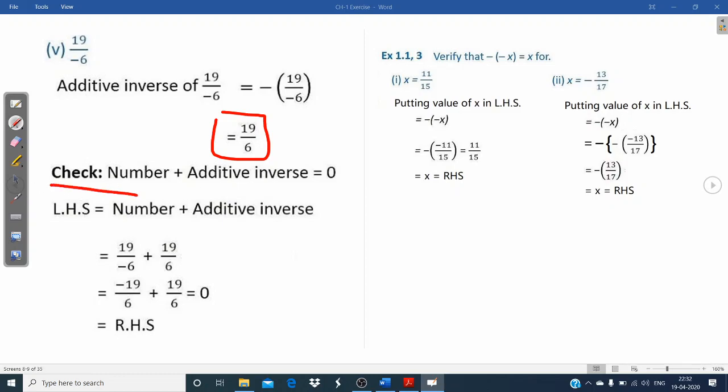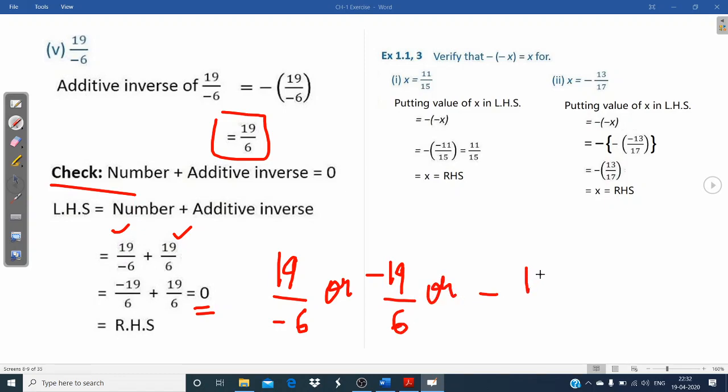And if you want to check this, you can. A number plus its additive inverse, you will finally get 0. And remember one thing, students: if it is written like 19 upon minus 6, or minus 19 upon 6, or if the minus is written in front, then 19 upon 6, all these things are the same.